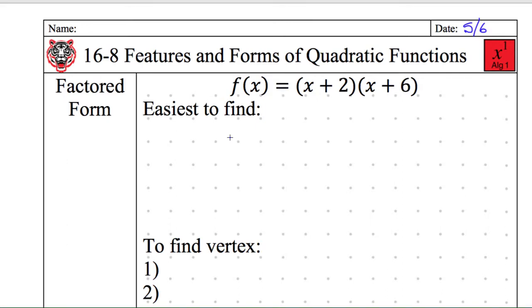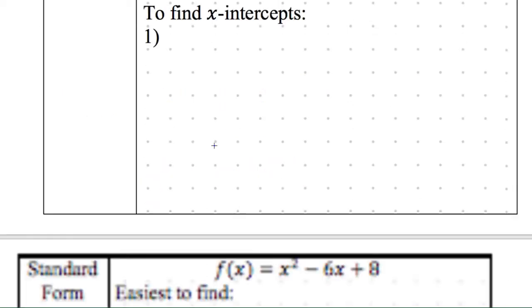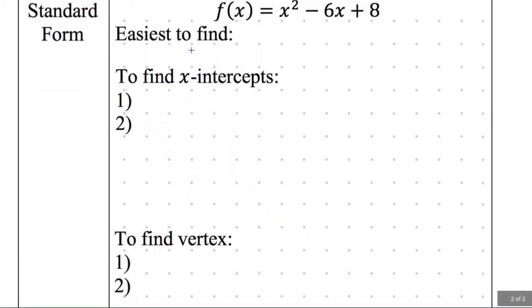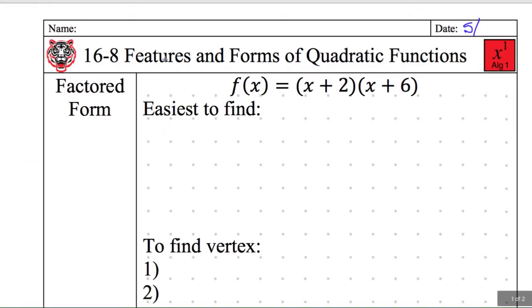So, what is the easiest thing to find? That's the first homework assignment. The other homework assignment is finding the vertex and x-intercepts of all of these different forms. So make sure you know how to do vertex and x-intercepts. I will be going through these slowly with you.